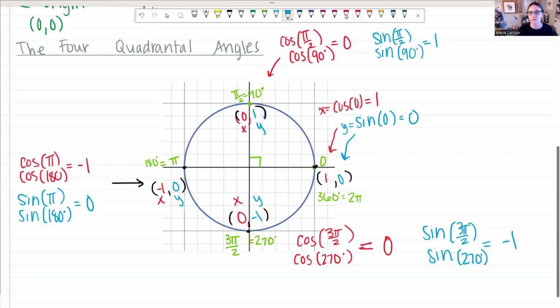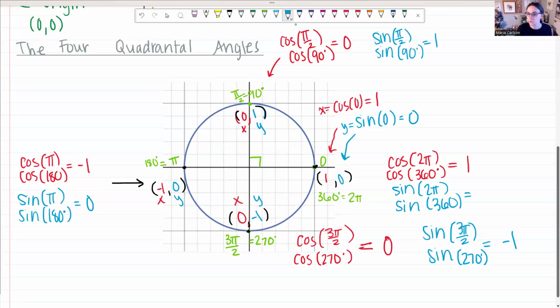All right, returning back to 360 degrees, or 2 pi. This is the point (1, 0). So this tells me that cosine of 2 pi, or the cosine of 360 degrees, is equal to 1, because that's the x value. And the sine of 2 pi, or the sine of 360 degrees, is equal to 0.